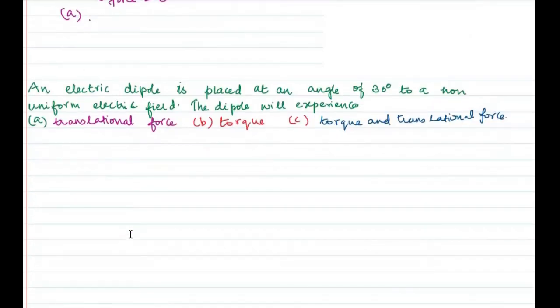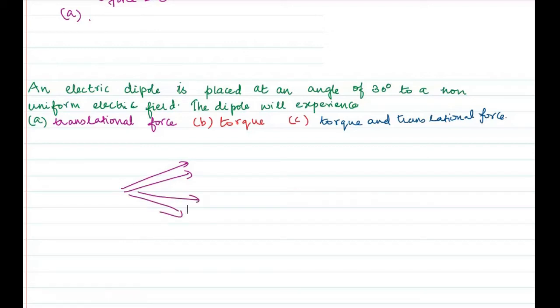An electric dipole is placed at an angle of 30 degrees to a non-uniform electric field. The dipole will experience what? In a uniform electric field, the strength of the field is uniform. For a non-uniform electric field, the strength will be varying, and the field lines will be varying.